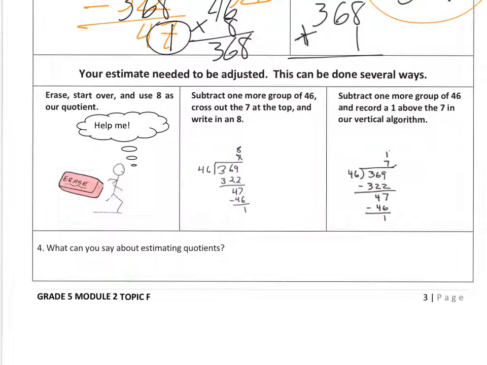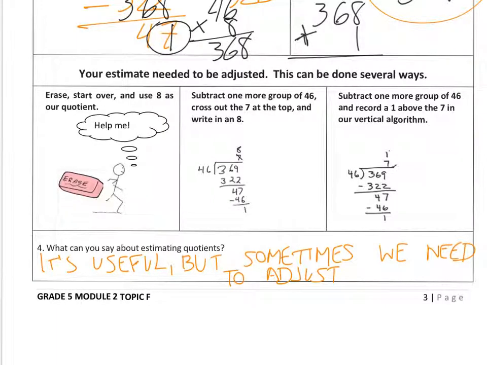So what can we say about estimating quotients? It's useful, but sometimes we have to adjust. Estimating's super useful for long division, but sometimes we're going to have to tweak it a little to make sure we're getting the correct quotient for our problem.